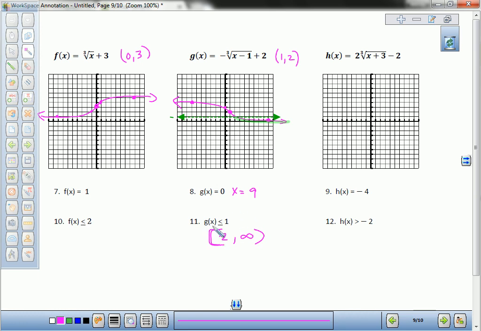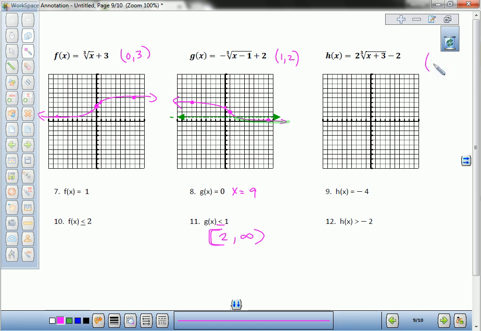What about this question lets me include it? The equal to part, yeah, of the less than or equal to. That's why I get to include it. So that's all you do. It's just reading the graphs, just like we did on the other functions.